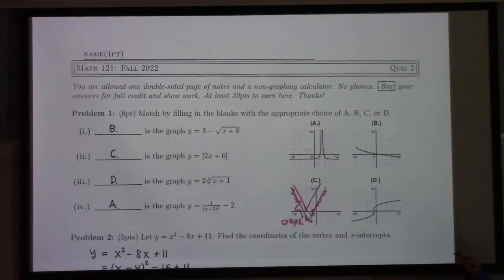As you look at these different choices, it's pretty obvious that this is the volcano, and this is like half of a parabola, right? So that's got to be the square root one. This one looks like a V, so it's got to be the absolute value one. And this one looks like a sideways cubic, so that's got to be the cube root one, right? And a lot of you got that right.